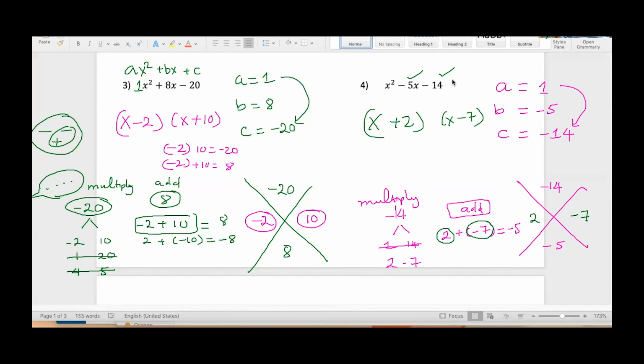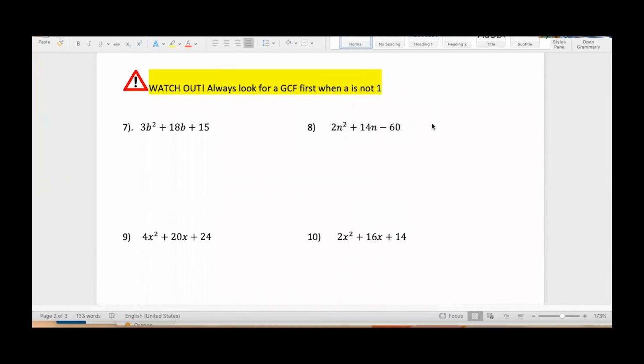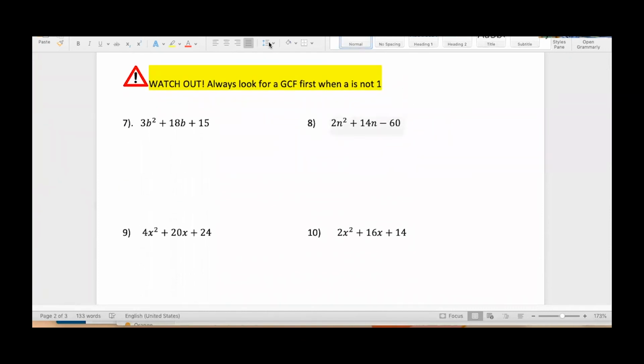I'm gonna clear this one right here, and we're gonna go all the way to the last two questions, with a very interesting one. Watch out, be careful, okay? Where did this come from? They said always look for the GCF first when A is not 1. Because right now, ax squared plus bx plus c, our A is going to be 3, our B is equal to 18, and our C is equal to 15. But take a minute. When A is not equal to 1, there's something right here.